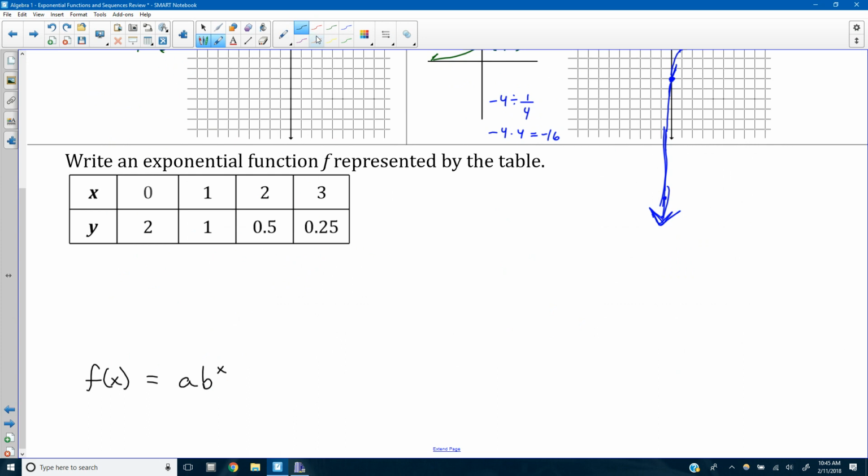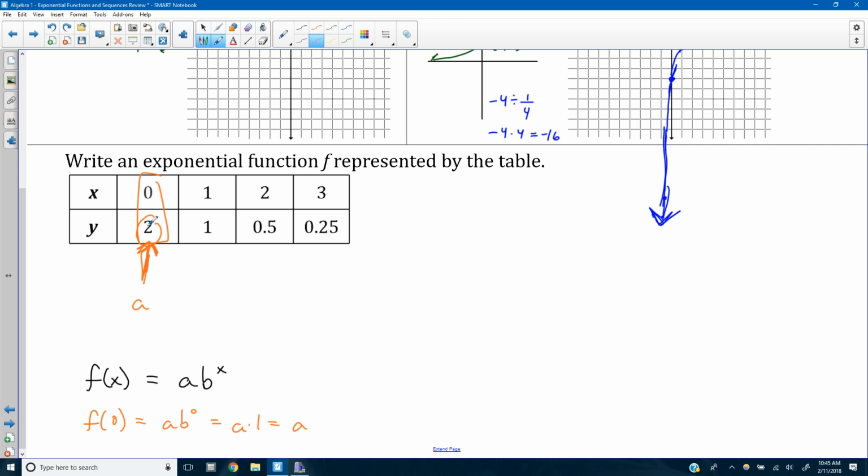I get my a value when x equals 0. Remember, if I take f of 0, I will get a times b to the 0 power, which is a times 1, which is a. F of 0 equals a, meaning when x is 0, I will get my y equals a value. This right here is my a value. This is the value of y when x equals 0.